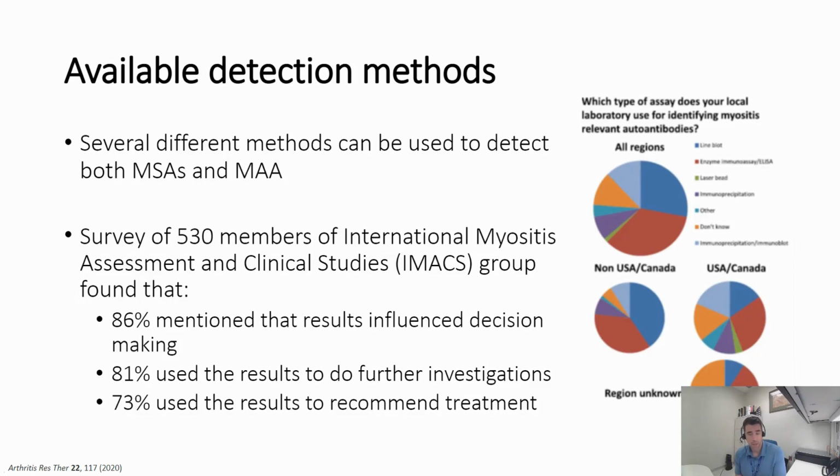these autoantibodies. Now, what's useful to highlight here is that in this survey, around 86% of members who responded said that the results of the autoantibody testing influenced their clinical decision making. Additionally, about 81% used those results to do further investigations. So if there was a specific autoantibody that was associated with interstitial lung disease, there may be additional testing done to assess whether there is a risk to that patient. And 73% use the results to recommend treatment.